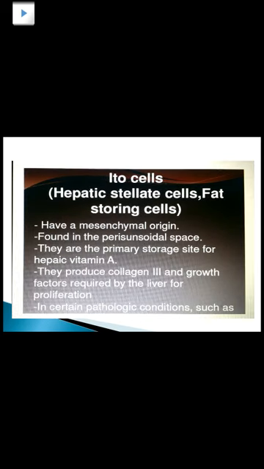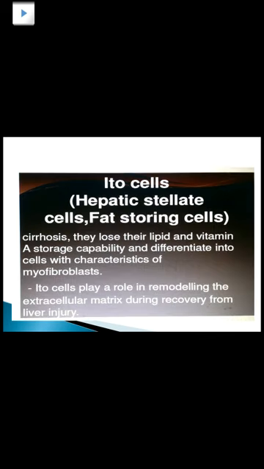The Ito cells, the hepatic stellate cells, the fat storing cells. These play an important role in deposition of fat in the liver. They have a mesenchymal origin and are found in the perisinusoidal space. They are the primary storage site of vitamin A here. They produce collagen type 3 and growth factors required by the liver for proliferation. So this is also called the hepatic stellate cells, the fat storing cells.